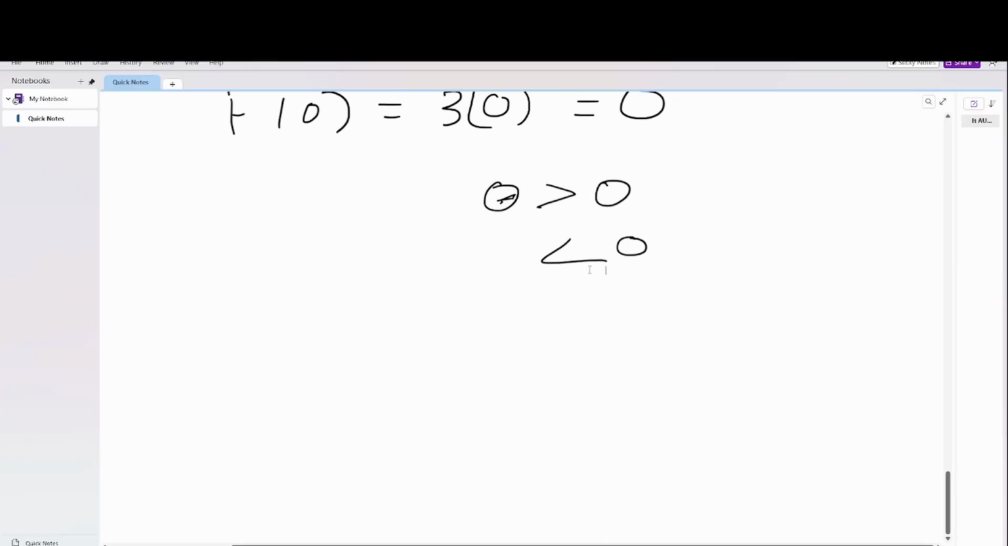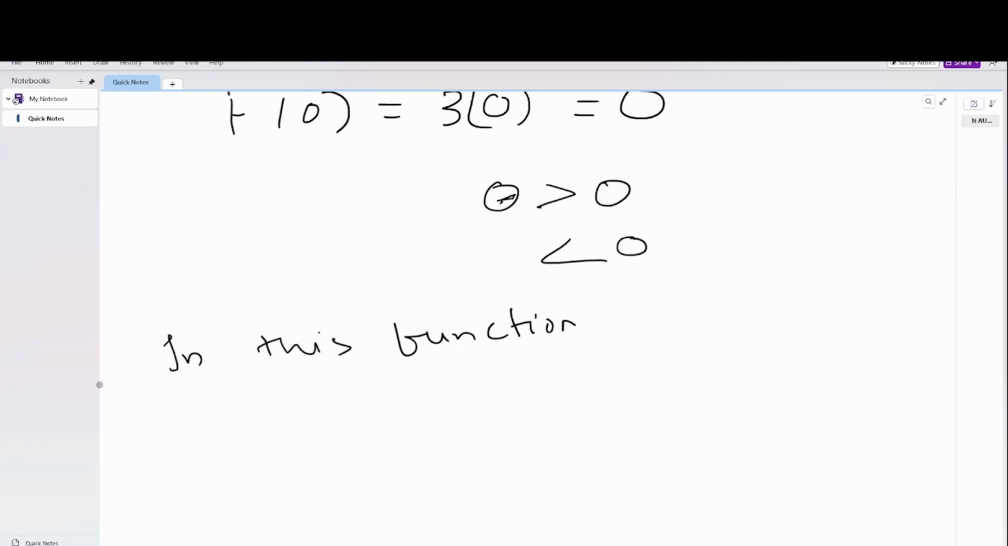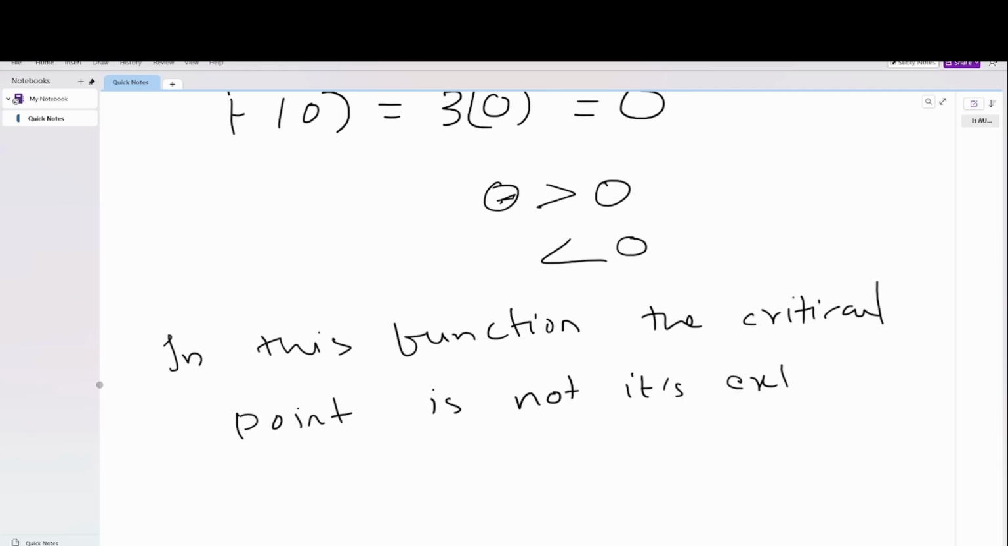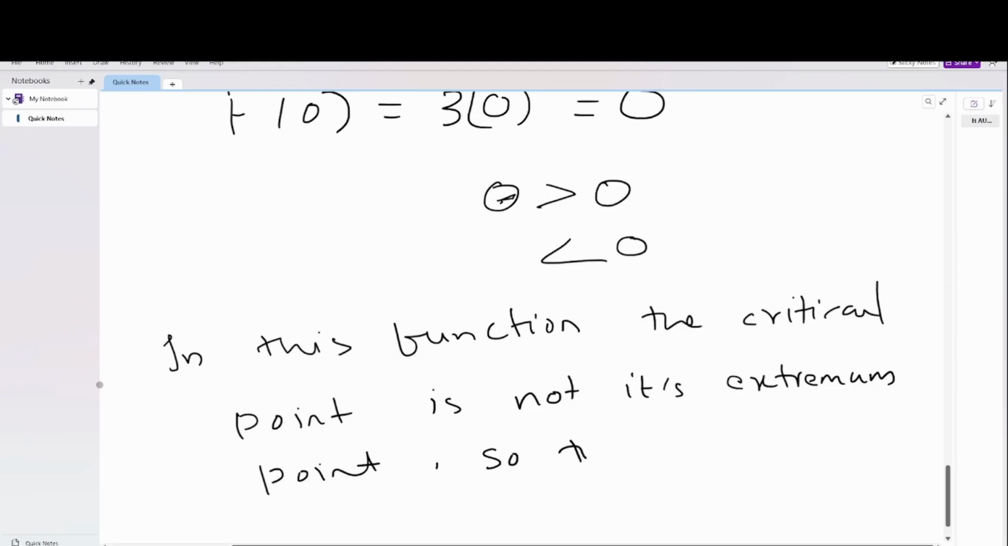So from this we cannot say this is an extremum point, a maximum or minimum point. So in this function, the critical point is not its extremum point. So the statement is false.